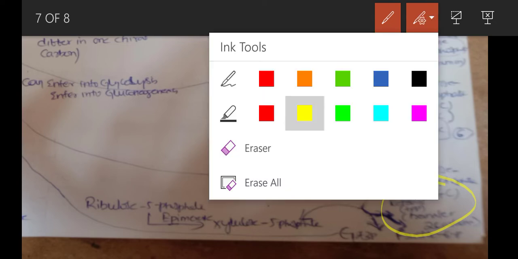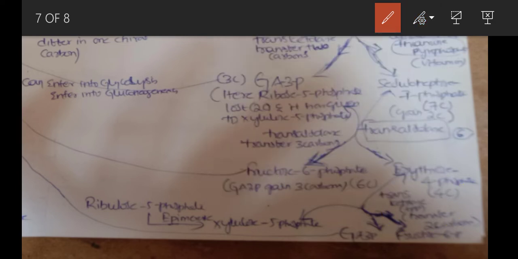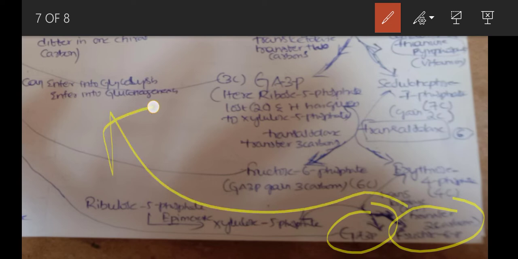It will form a 6 carbon structure, that is fructose 6 phosphate, and since it is transferring 2 carbons, the remaining will be 3, so it forms glyceraldehyde 3 phosphate. These two may enter into the glycolysis pathway. Either it will go down to the Krebs cycle, or it may reverse and form glucose by gluconeogenesis. This is the overall pentose phosphate pathway or hexose monophosphate shunt.